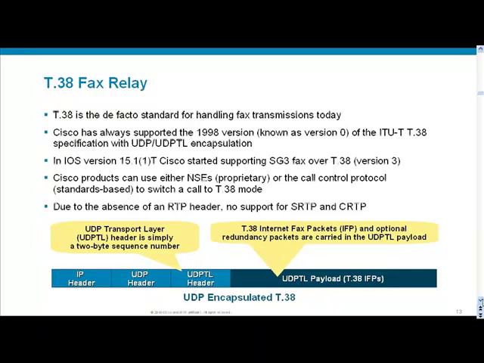There are two versions of T38 that are specific to Cisco. One is the 1998 version, which you'll often see referred to as version 0. This has been supported by Cisco ever since its introduction years ago. Recently, we started supporting an extension of T38 version 3, which allows Super G3 or SG3 to be transported over T38. That's a pretty recent development from this year.